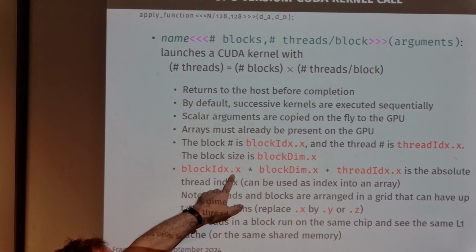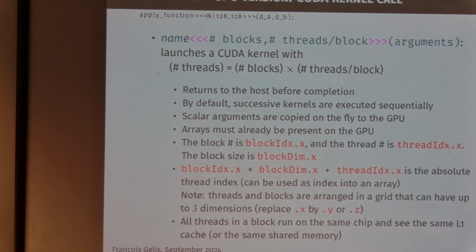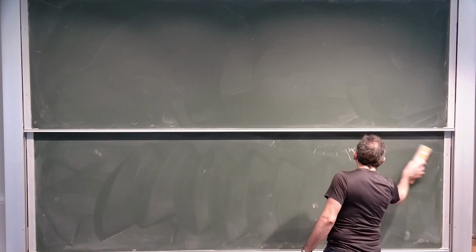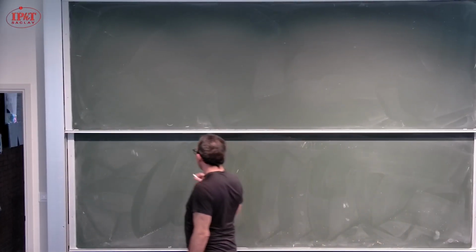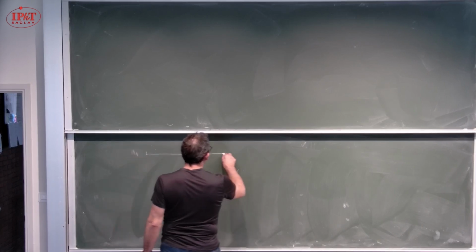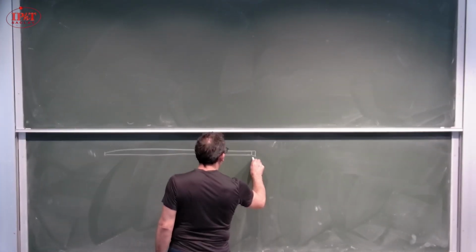And now there is this .x that appears everywhere. It's because CUDA, so here I should make a picture perhaps to illustrate the point. And I will come back to that probably next time. So here you have a certain number of threads. You have n threads.